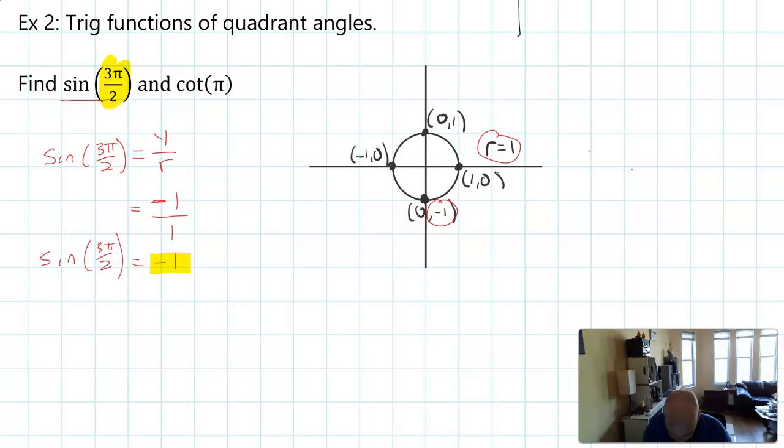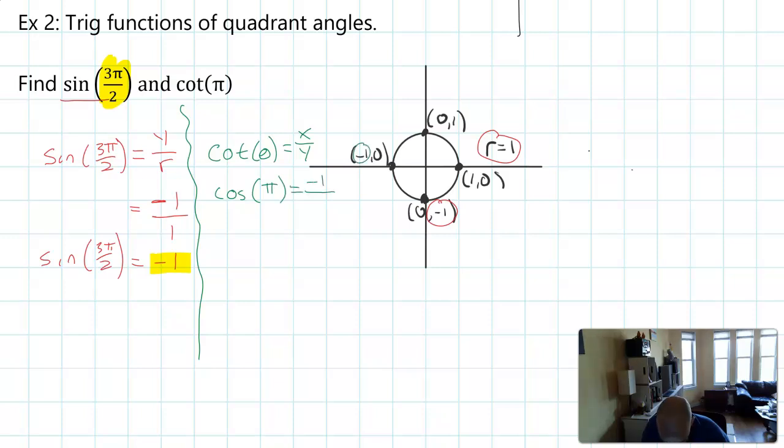Now I said almost always because what happens when we try to compute the cotangent of pi? Okay, we need to do some definitions first. Well, remember, cotangent of theta is the reciprocal of tangent, so that would be x over y. Okay, so then the cotangent of pi would be x over y, negative 1 over 0. Uh-oh, we've divided by 0, which means that cotangent of pi is undefined.